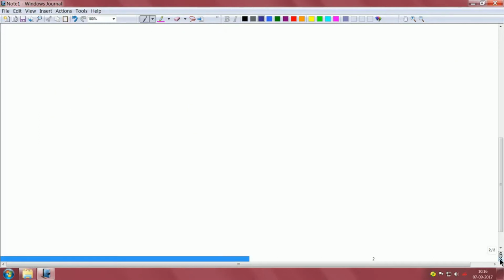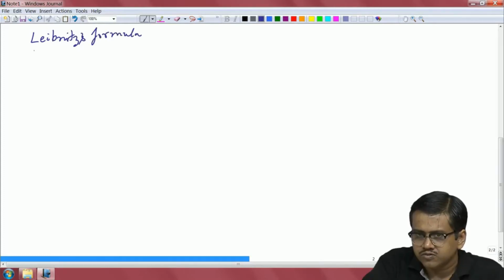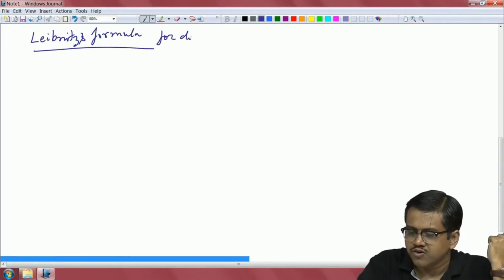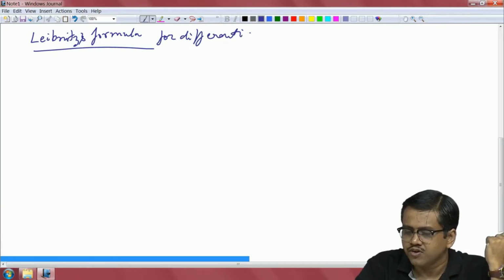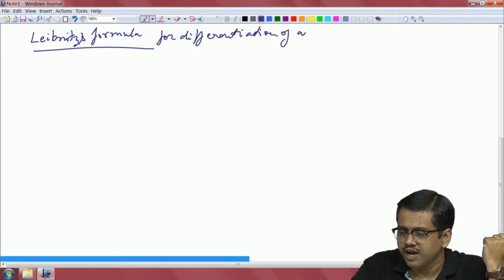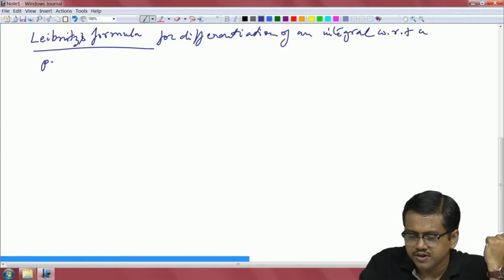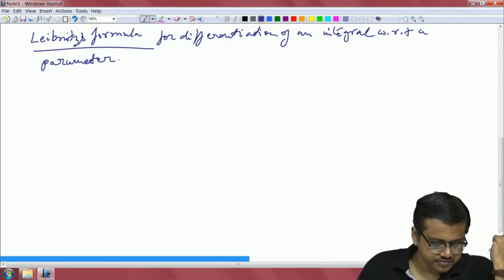Before we do this, let us put down one particular form, which is called the Leibniz formula, the Leibniz formula for differentiation of an integral with respect to a parameter.